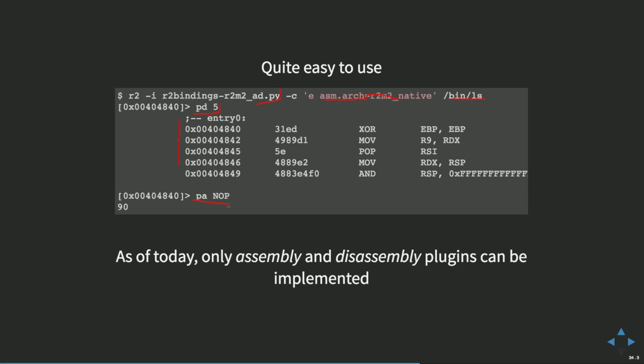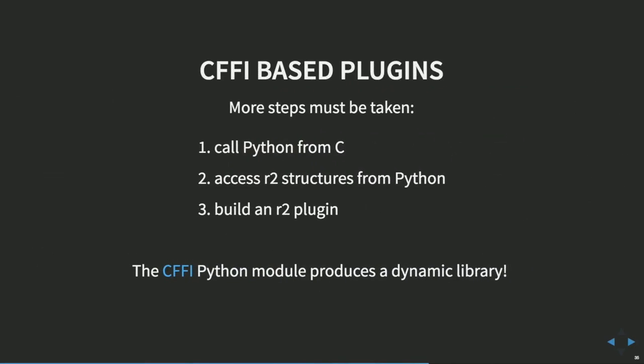So it works. However, there is an issue because today only assembly and disassembly plugins can be implemented. So it means that at the end, you only get something just a little bit nicer than objdump. There is no way you can get the call graphs. There is no way you can get the instruction semantics by implementing this assembly disassembly plugin. So in order to implement the other plugin, it's called AE for analysis and ESL. ESL, that's the R2 expression language. I needed to do something else, and I'm not really proud of that, but the idea was to call Python from C.